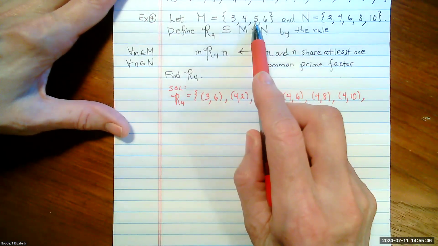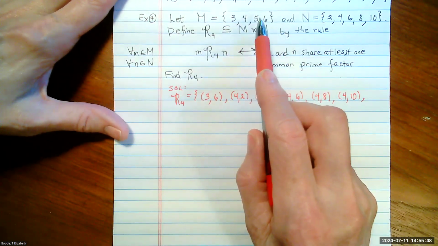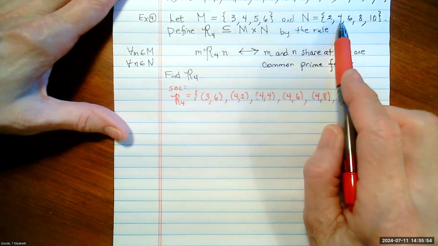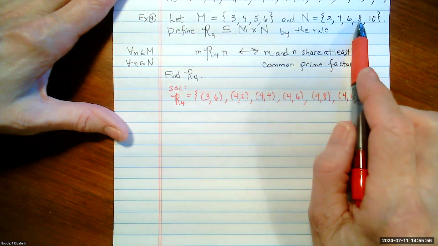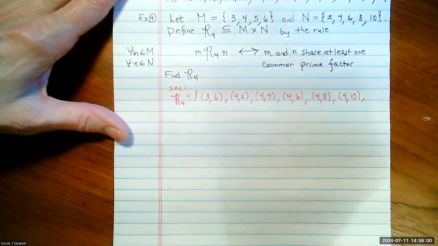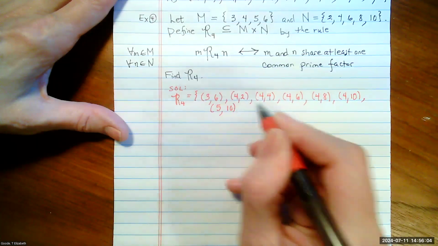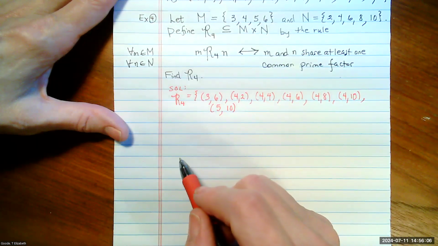Now let's look at 5. 5 only has 5 as its prime factor. It's not going to be related to 2, 4, 6, or 8 because none of those have the prime 5 as a factor, but 10 does have 5 as a prime factor, so we're going to put (5, 10) into R4. Everybody with me?